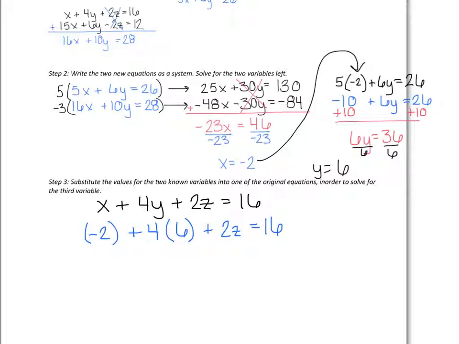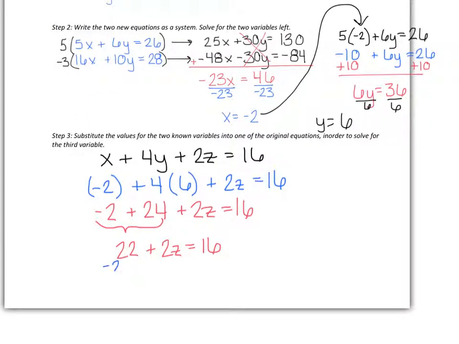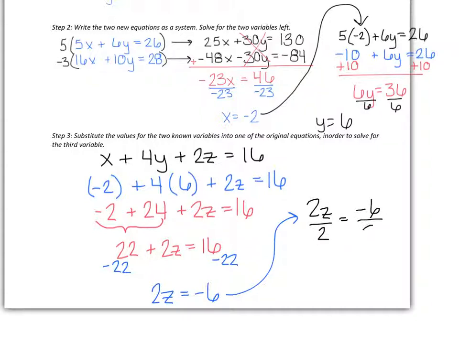Now just simplify. 22 plus 2z. I'm going to put these two together and get 22 plus 2z equals 16. I'm going to subtract 22. 2z equals negative 6. I'm going to divide 2z by 2 and divide negative 6 by 2. Z equals negative 3.